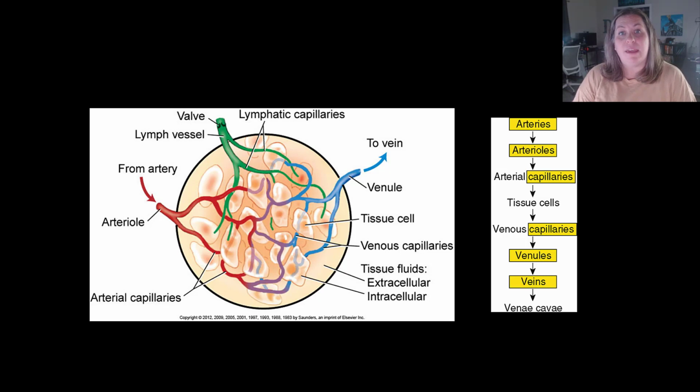Now you can see the pathway here. You can see arteries to the smaller ones, which are the arterioles, to the arterial capillaries. This is going to drop off stuff to the tissue cells. It's going to pick up the waste from the tissue cells and go into the venous capillaries, the venules, the veins, and then ultimately the vena cava.